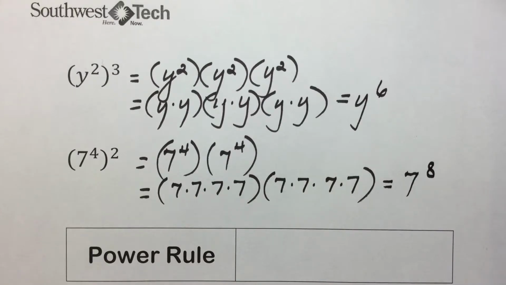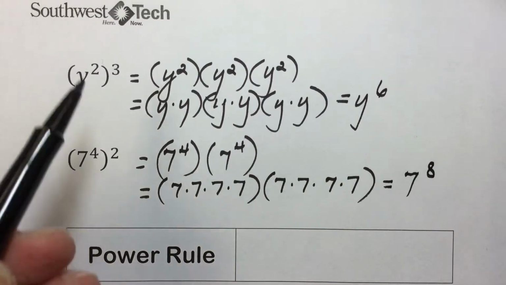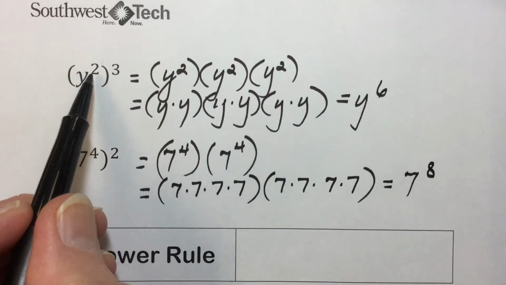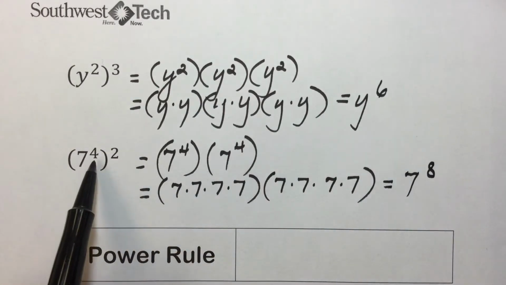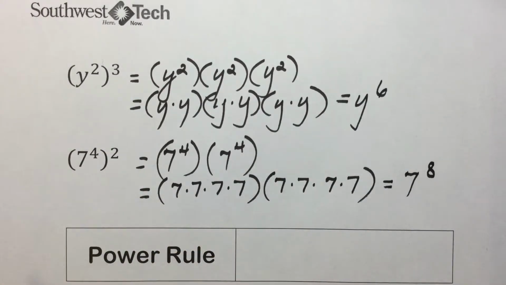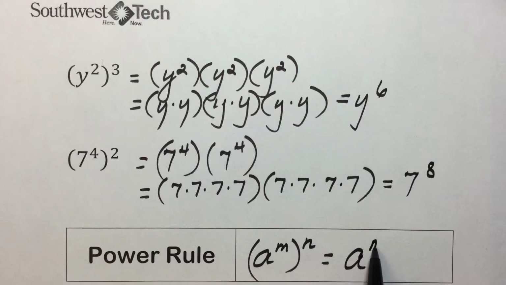If you notice, we get the same result if we multiply exponents. 2 times 3 gives us 6. 4 times 2 gives us 8. This is what we call the power rule. For any number a and any whole numbers m and n, it holds that if you have an exponent raised to a power, you can simplify by multiplying those exponents together.